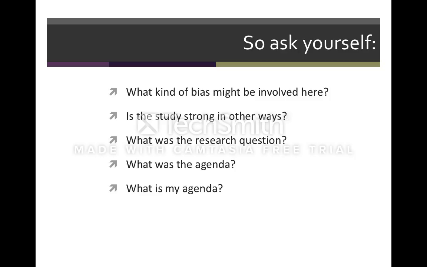And going back to the psychology concept of confirmation bias, it's important to think about what the agenda of the researcher was, as well as what your own agenda is, so that you can truly apply the study you've read to evidence-based practice as a process, considering your clinical experience and the client's preferences and needs, as well as the research evidence.